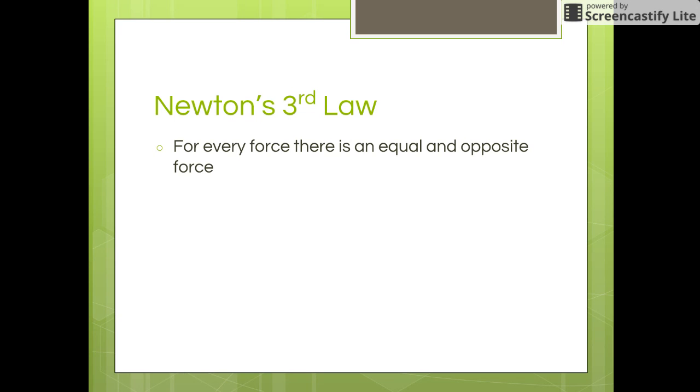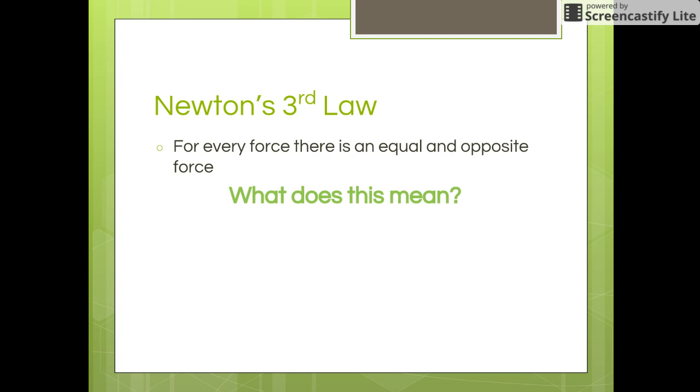For every force, there is an equal and opposite force. What this means is that if I push on the wall, the wall is also pushing on me. When I'm pushing down on the ground, it is also pushing back up on me. The only difference between the two forces is the direction. Now, the two objects may accelerate differently as a result of the forces, but it's one push viewed from opposite directions.